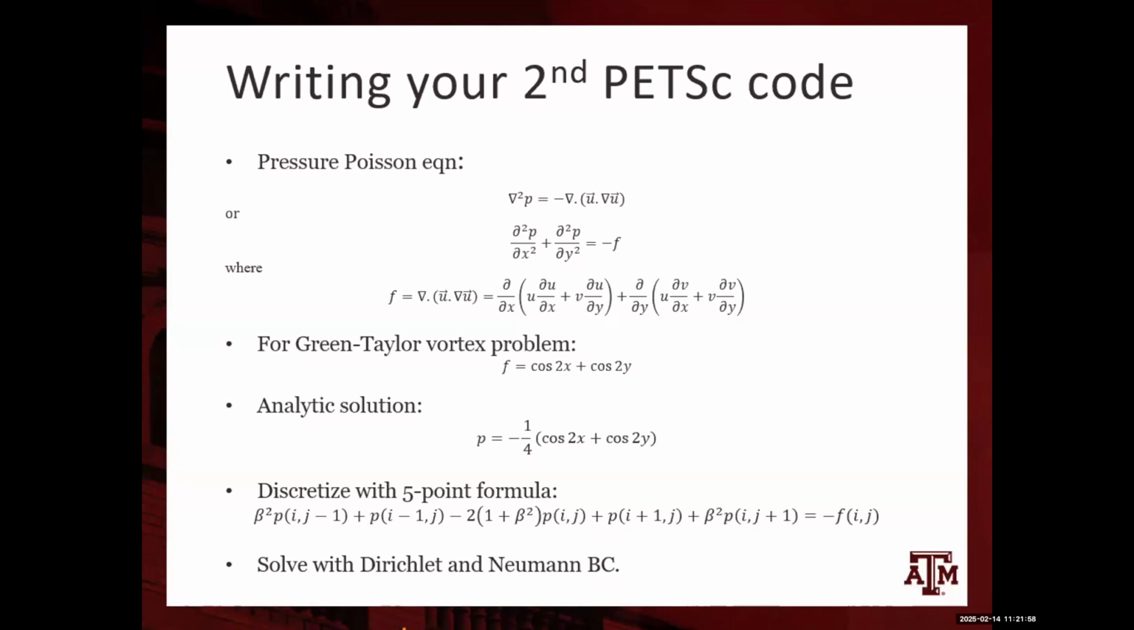If we discretize the Poisson equation, we're going to get this 5-point formula. And we're going to solve this equation with both Dirichlet and Neumann conditions. And of course, we know the Dirichlet condition based on this analytic pressure on the boundaries of the square domain.